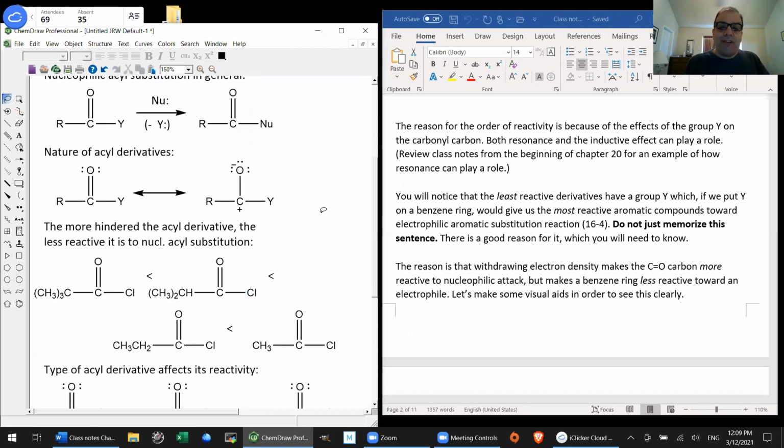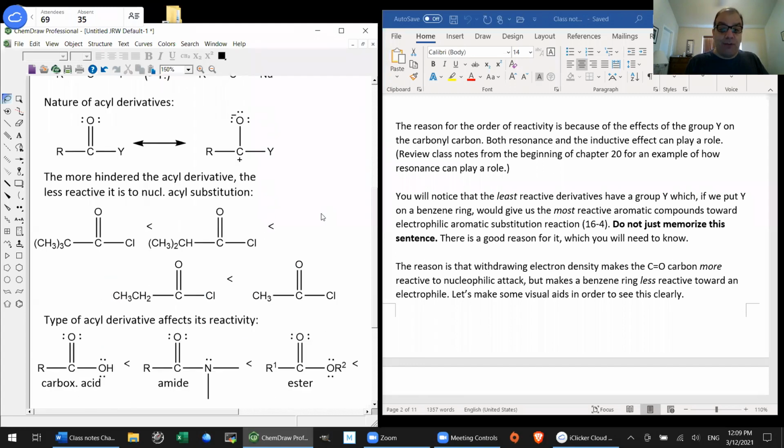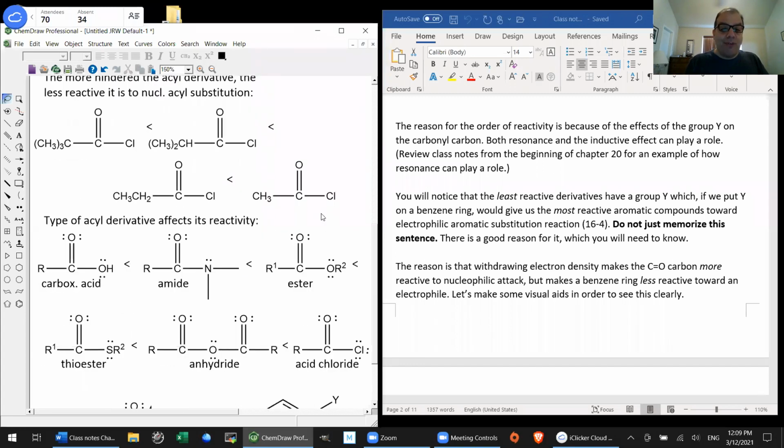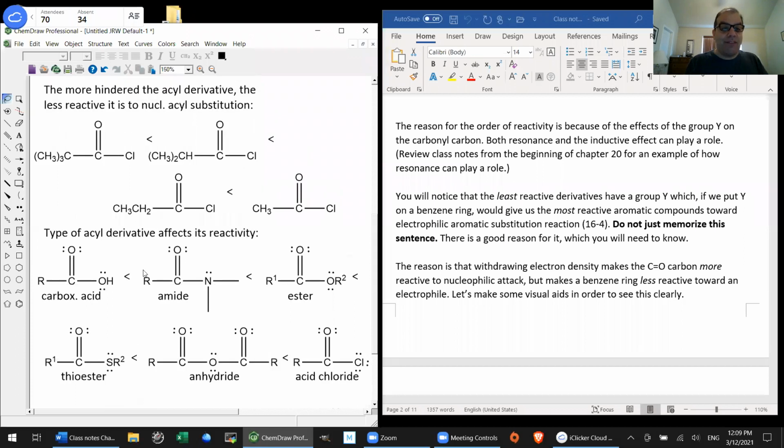What about the nature of the acyl derivative itself? Well, we do have an order of reactivity of acyl derivatives, which is as you see here, and that's really important. That's going to be something that you'll need to know as we go forward.